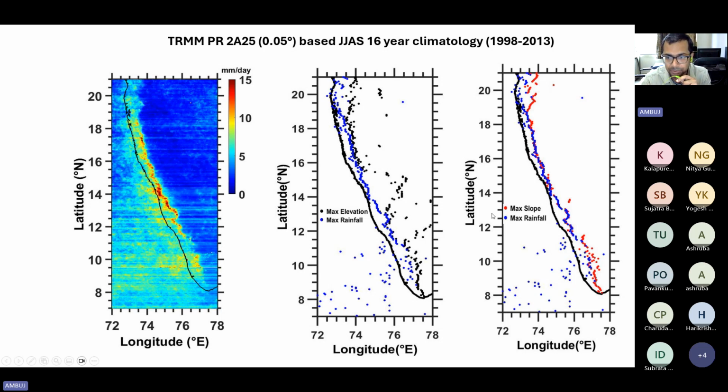Now we also looked into spatial locations of maximum slope and maximum rainfall, and we find that in case of this maximum slope and maximum rainfall, there is a tighter clustering and alignment between the two compared to the earlier case. So this actually provides very compelling evidence that the rainfall over the Western Ghats is dominated more by the slope than by the elevation of the mountain.